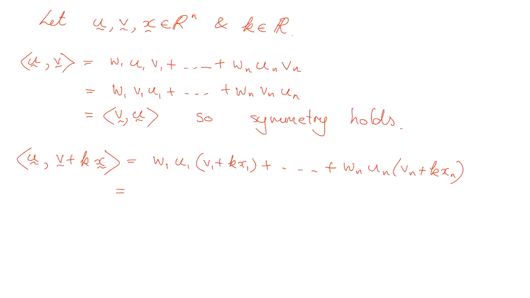Now, I'm back to having just a statement about real numbers. So we can use properties of real numbers. So w1 u1 is just some real number. v1 and kx1 are just some real numbers, so I can expand all of this out, using distributivity and associativity and commutativity of real multiplication. I get that. That's expanding out the first term. Do an analogous thing, expanding out the second term.